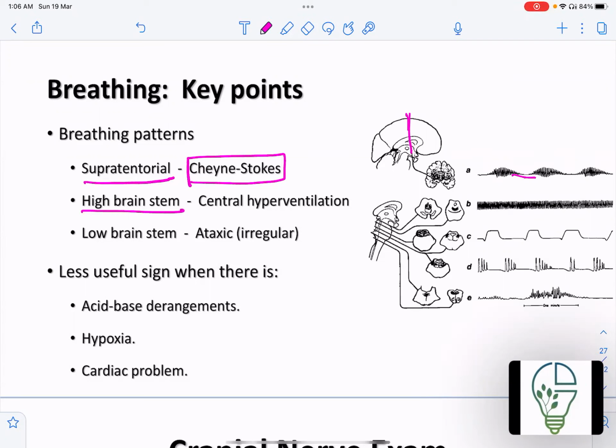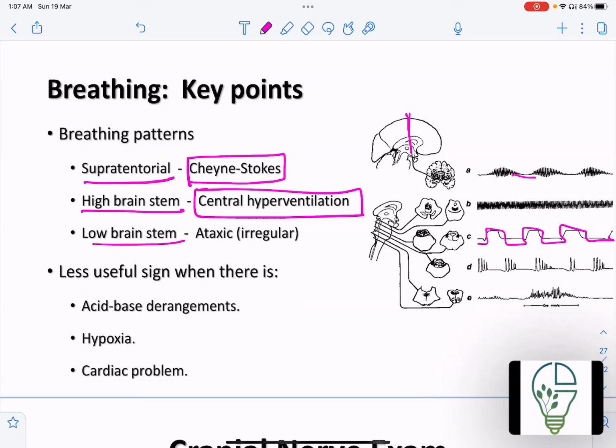When there's a high brainstem injury, you will see the patient hyperventilate. Usually it's this pattern. So this indicates a high brainstem injury. When there's a low brainstem injury, it's just irregular. It could indicate anything from hyperventilation to hypoventilation. This is the graph, so you can correlate that with that.